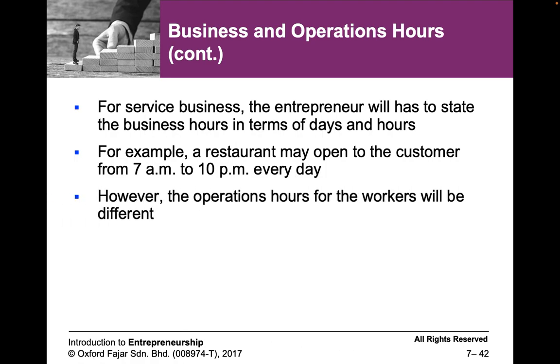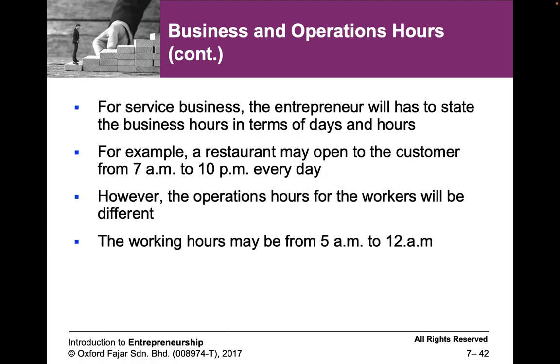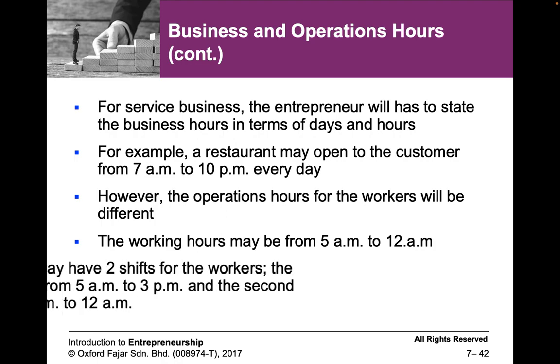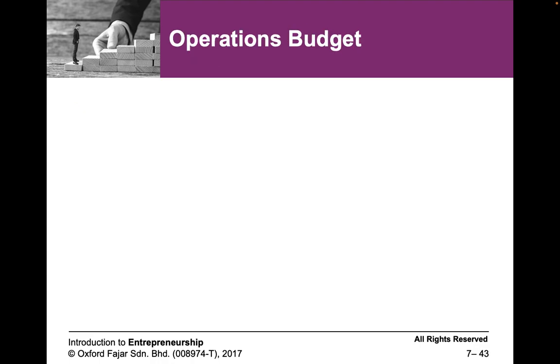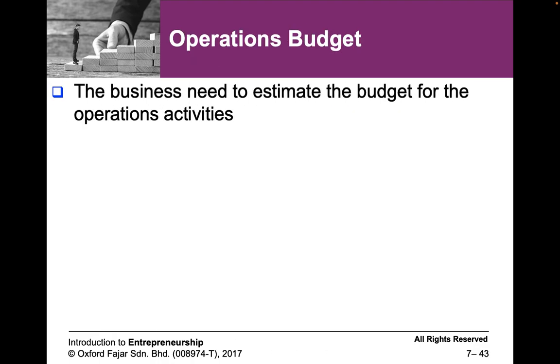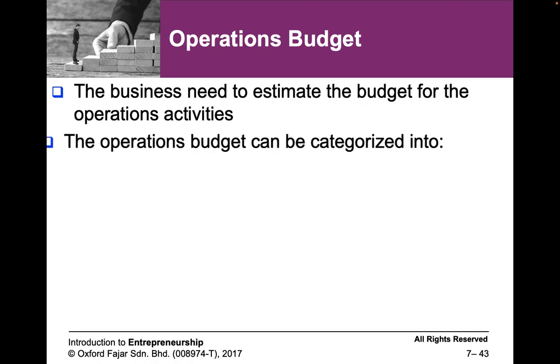However, the operation hours for the workers will be different. The working hours may be from 5 a.m. to 12 a.m. for the preparation and also for the closing of the restaurant. The entrepreneur may have two shifts for the workers. The first shift will start from 5 a.m. to 3 p.m. and the second shift will start from 3 p.m. to 12 a.m.